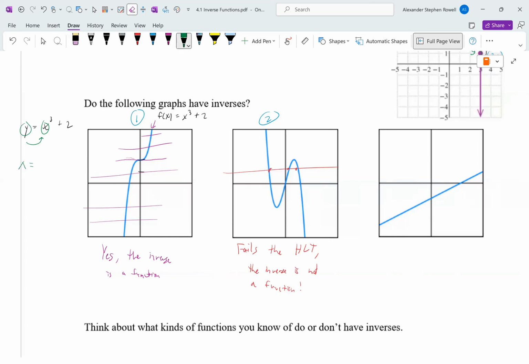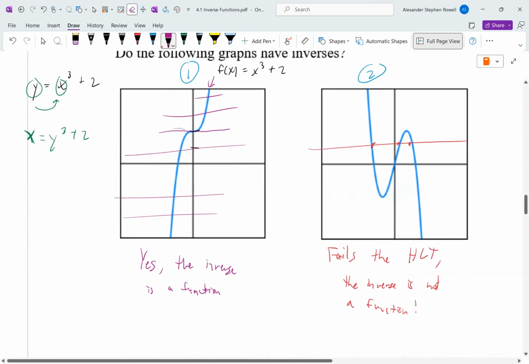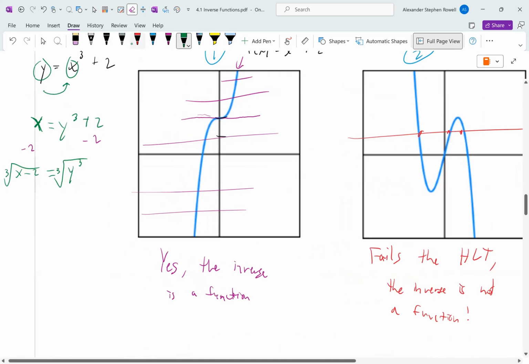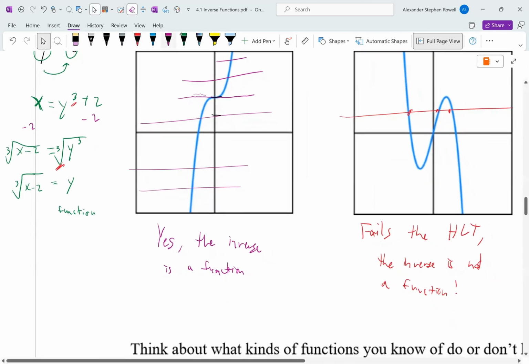I didn't flip it. x equals y cubed plus 2. And when you solve for y, you're not going to get any funny business. I can subtract 2 from both sides, and then take the cube root of both sides, and I'm guaranteed to get a function. So that means cubics have inverses, cube root inverses. Now if I have a cubic, I know one way I could solve such an equation: just take the cube root.